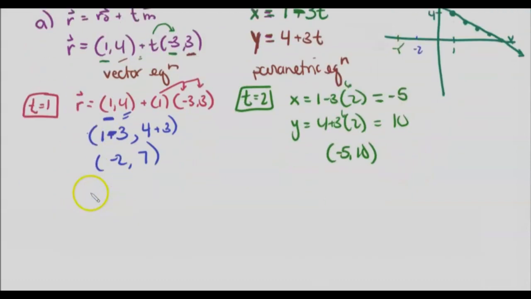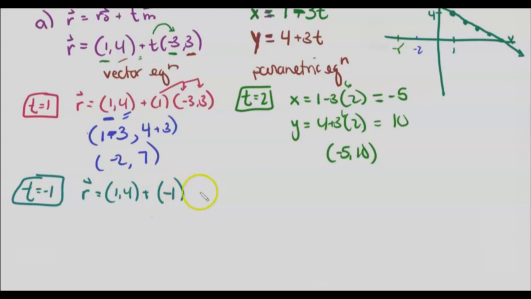Okay, let's do one more of each. So let's go, what about t equals negative 1? Okay, let's try a negative parameter. So we'll do vector equation. So vector r equals 1 comma 4 plus, this time we're going to do negative 1. And then we're going to multiply it by the direction vector. Okay, so we're going to go negative 1 times negative 3 and negative 1 times 3.